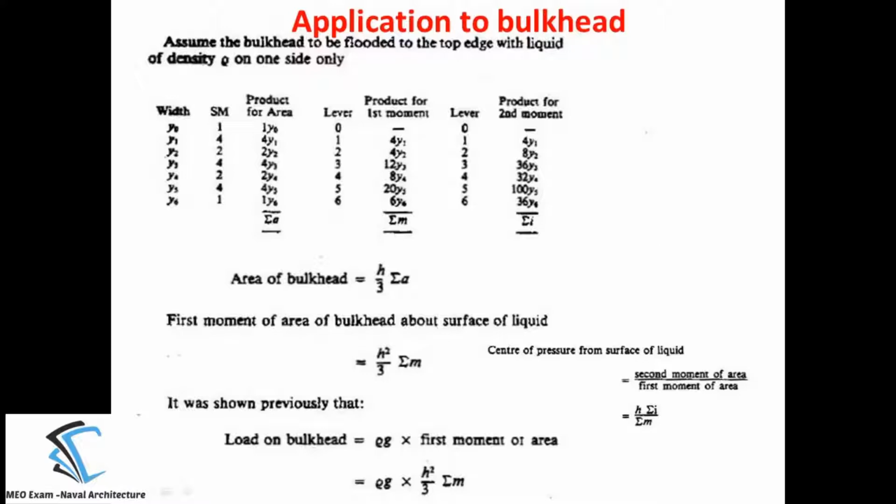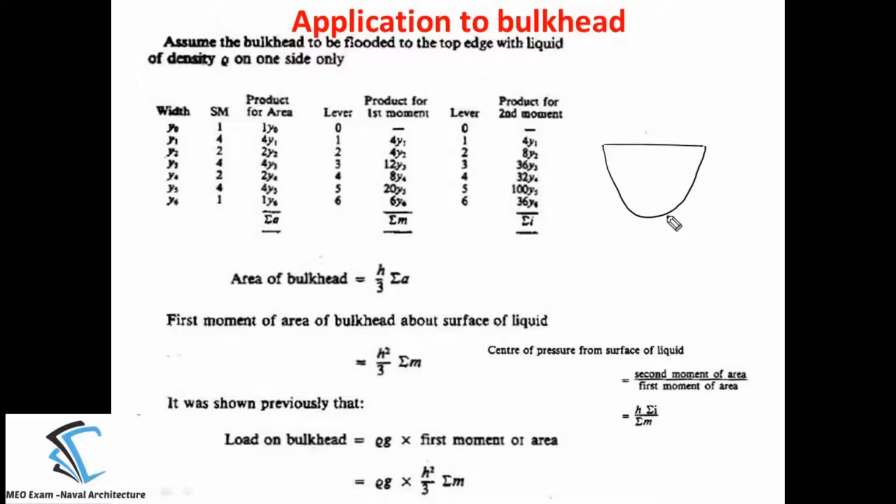But in an actual case, the bulkhead won't be a rectangle or exactly a triangle. So for that purpose, we need to use the Simpson's rule. Why am I saying this? Because in an actual case, the bulkhead may look like this. If you have a bulkhead like this, which is an irregular shaped body, we don't have any exact formulas to calculate the area, center of pressure and the load acting on the bulkhead. So for that purpose, we need to use the Simpson's rule.